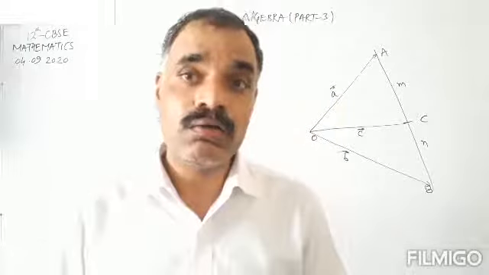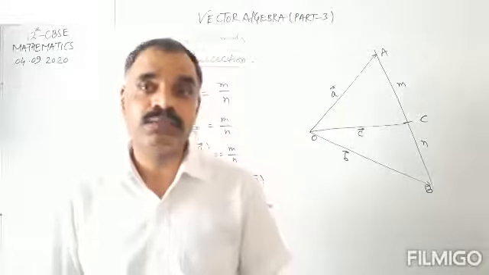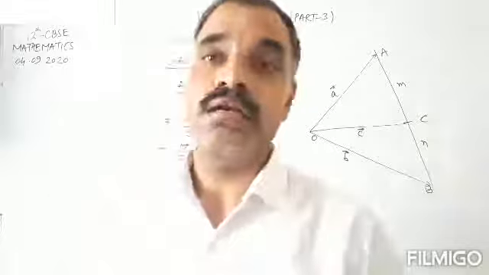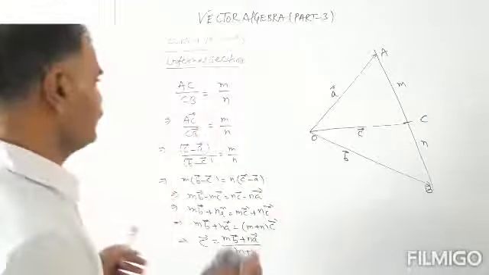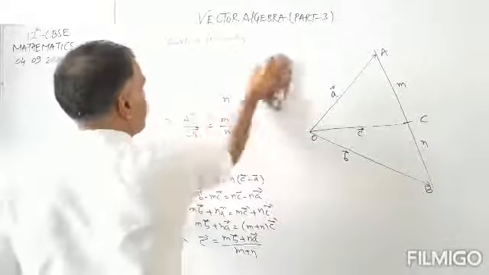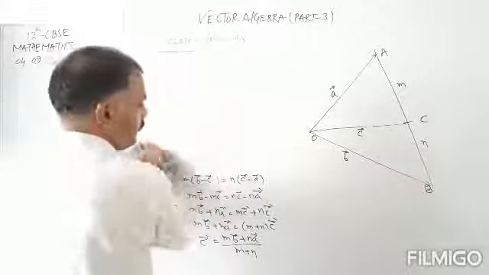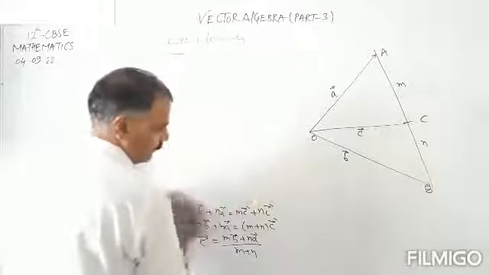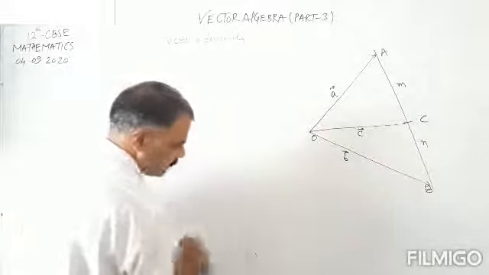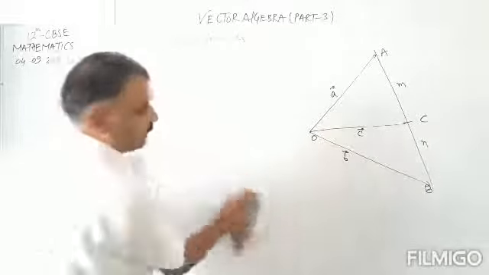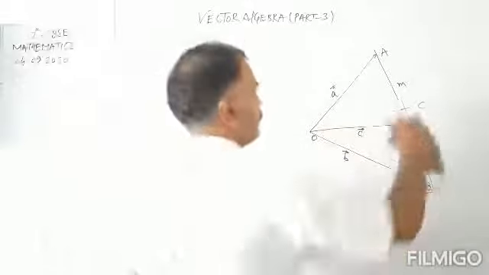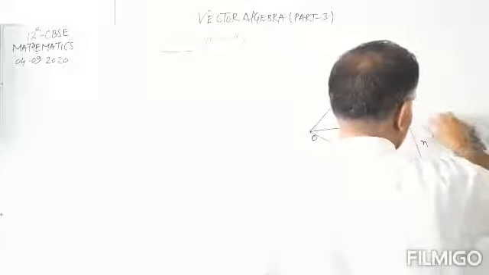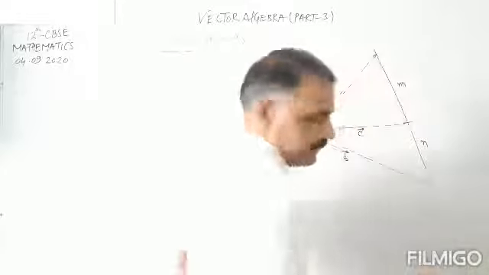We will now derive the formula for external section. In the external section, the point of section is outside the line segment, and the diagram will be the same as this.